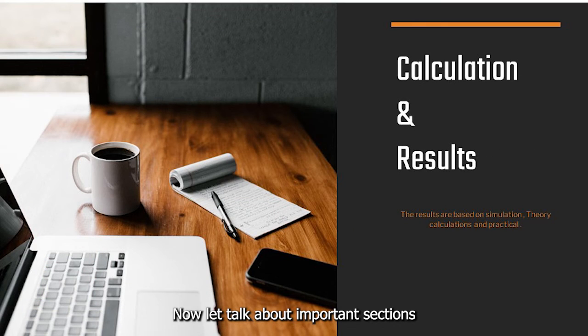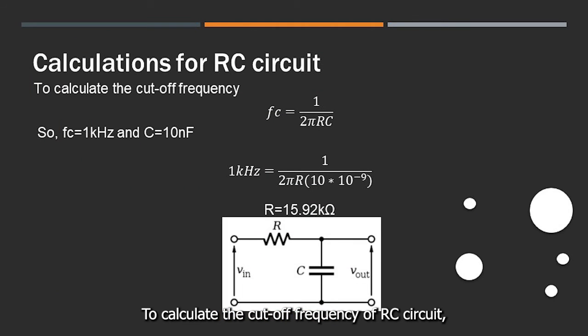Now let's talk about the important section, which is calculations and results. To calculate the cutoff frequency of the RC circuit, we are going to use the formula Fc equals 1 over 2 pi RC. Fc is equal to 1 kHz, which is the requirement needed. The capacitor value can be any number, so I set it at 10 nanofarad. After substituting all the values into the formula and calculating, the answer is 15.92k, which is the resistor value.